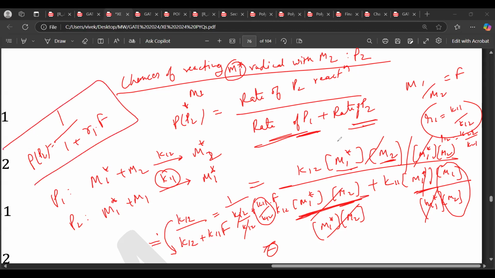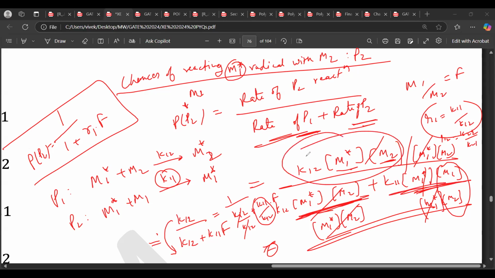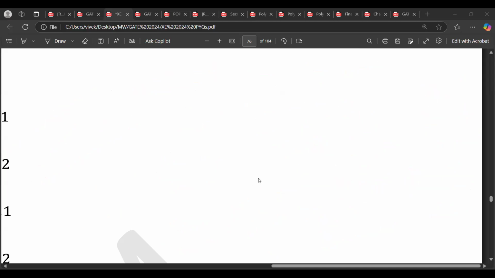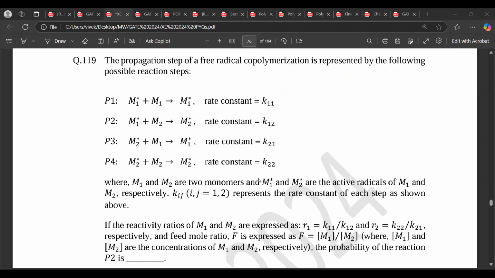See, it's not tough. The math is not tough at all. You have to take 2 in the denominator, and you have to know what probability means. Probability is the rate of reaction of the particular interest, for which we want to calculate probability, divided by total rate. That is favorable case by total case. That's the overall meaning of probability. I hope you all understood it. It seems so bulky, so difficult, but actually it's not.